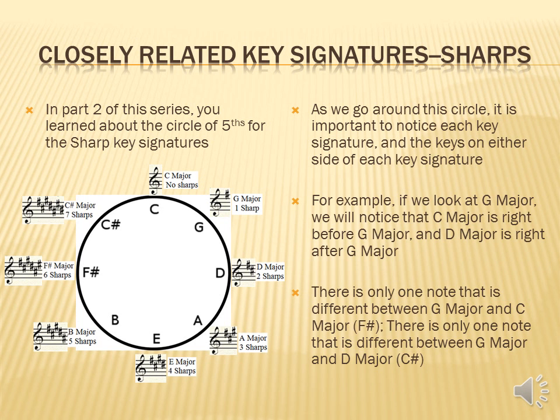Closely related key signatures, sharps. In part 2 of this series, you learned about the circle of fifths for the sharp key signatures. As we go around this circle, it is important to notice each key signature and the keys on either side of each key signature. For example, if we look at G major, we will notice that C major is right before G major and D major is right after G major. There is only one note that is different between G major and C major, F sharp. There is only one note that is different between G major and D major, C sharp.